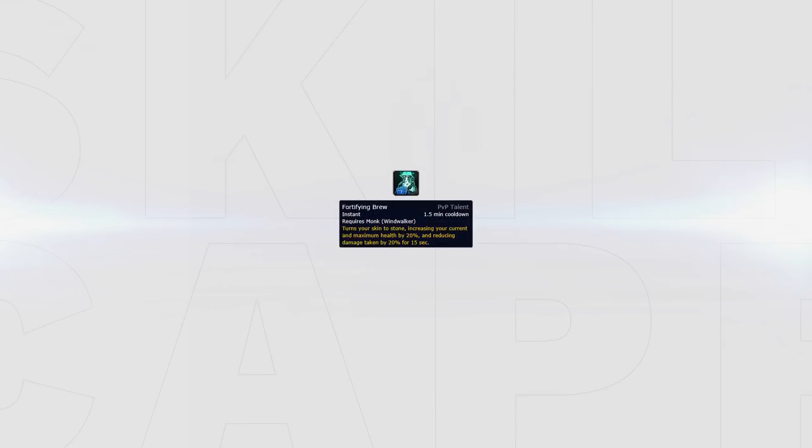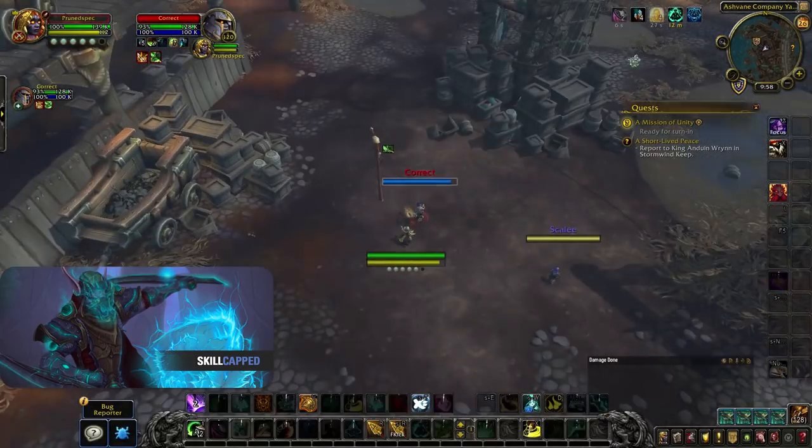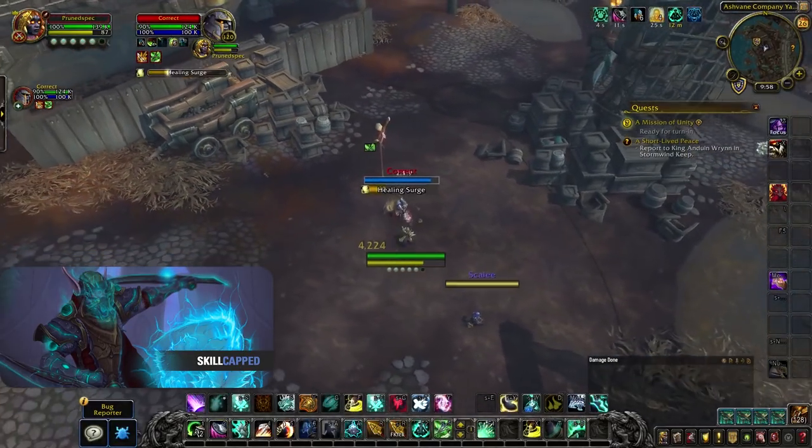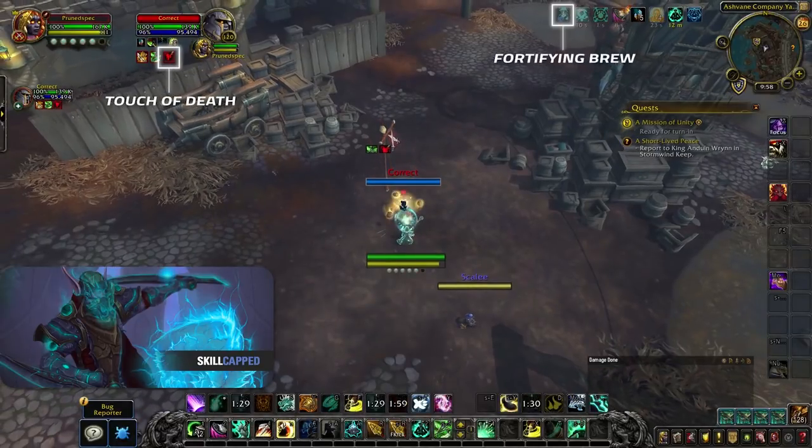Fortifying Brew is a huge defensive cooldown that can save you many times in an arena match, giving you more health as well as added damage reduction. If you feel that the enemy team aren't trying to kill you or target you, then you could use this offensively with Touch of Death, as the damage will be increased due to your increased health pool, adding to the burst of your Touch of Death.